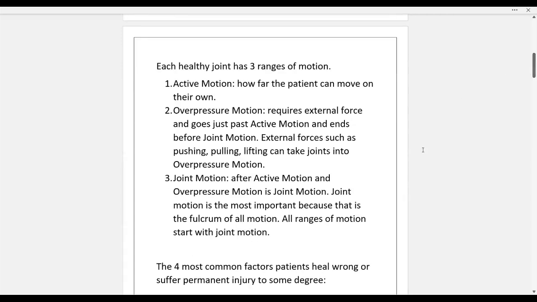Okay. So each healthy joint has 3 ranges of motion. Of course, you've got the active, that's how far the patient can move on their own. This is going to become really important to be able to explain why somebody does or does not have pain in neutral position, with no motion, or with the activities of daily living.